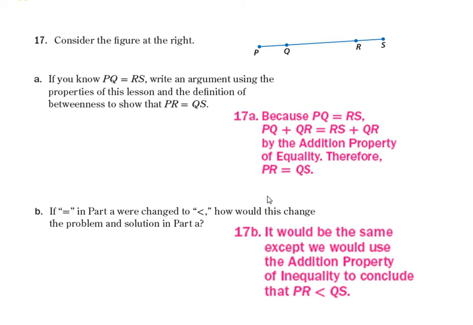It would be exactly the same thing. The only difference is we would use the addition property of inequality to conclude that PR was less than QS. Because if PQ is less than RS, and then we add the same distance to each of those segments, this distance will still be less. The distance of PR would still be less than the distance of SQ. It's kind of like you say that 3 is less than 4, and then if you add 8 to 3 and 4, what was the 3 will still be less than what was the 4. And that's exactly what's happening in part B if we change that to a less than symbol.